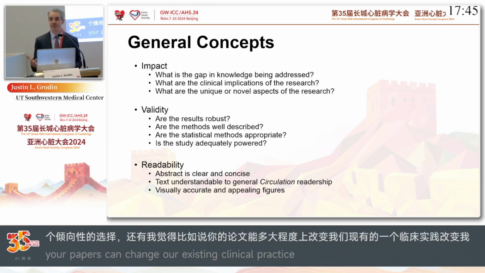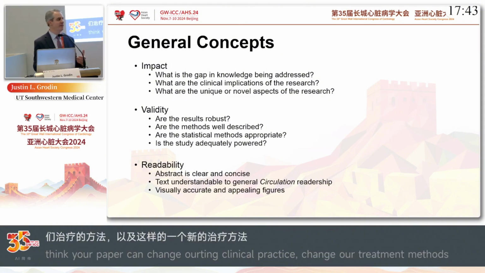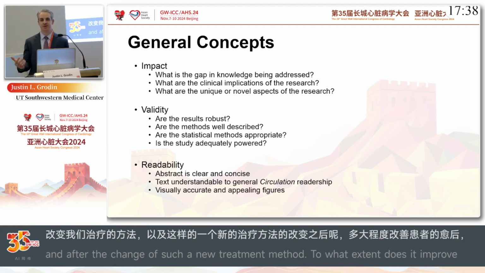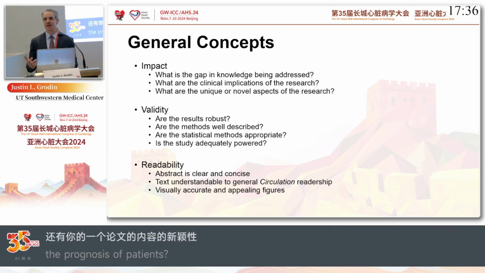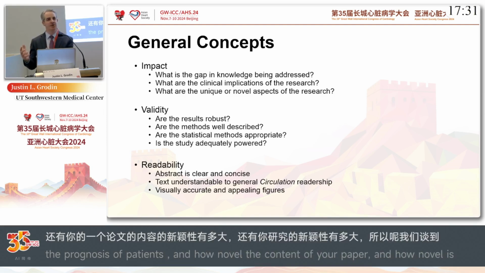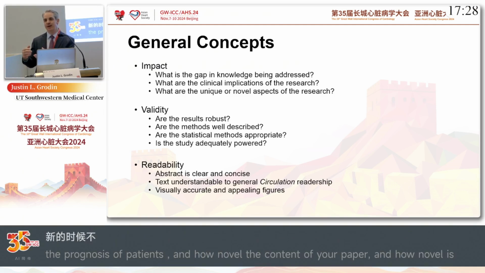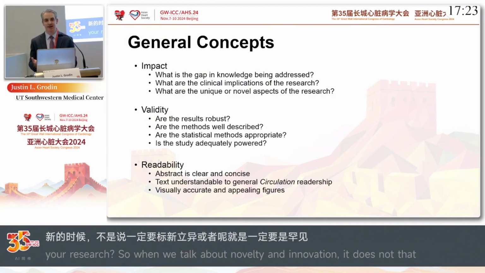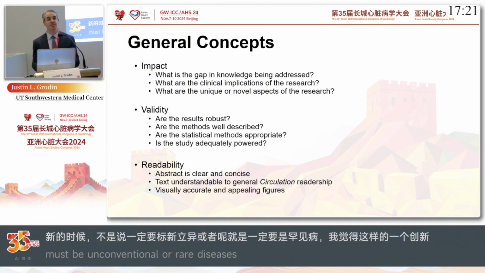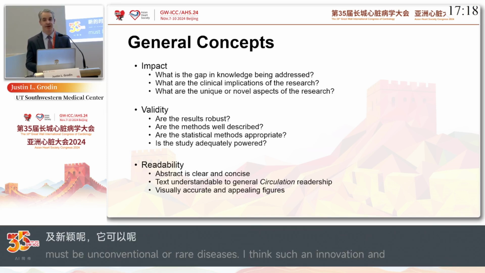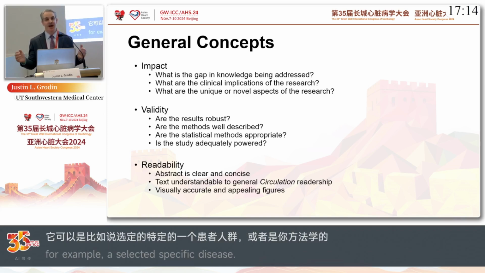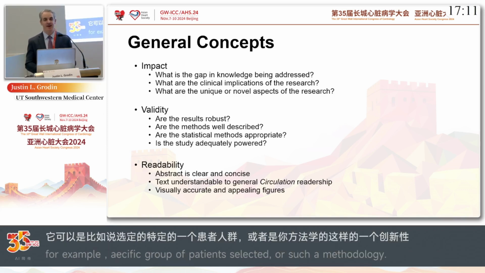And then also in impact, we assess novelty, and so what are unique and novel aspects of the research. So when we talk about this uniqueness and novelty, this doesn't have to come in some very unusual or very rare disease, right? Something novel could be novelty in methodology. It could be unique in the patient population that's selected. Maybe you're following the world's largest population of an ultra rare type of vascular disease.